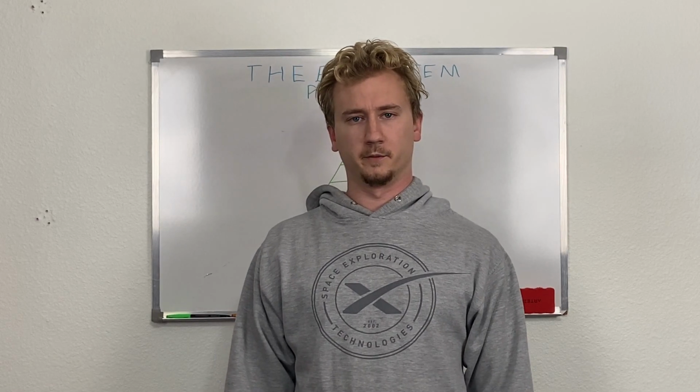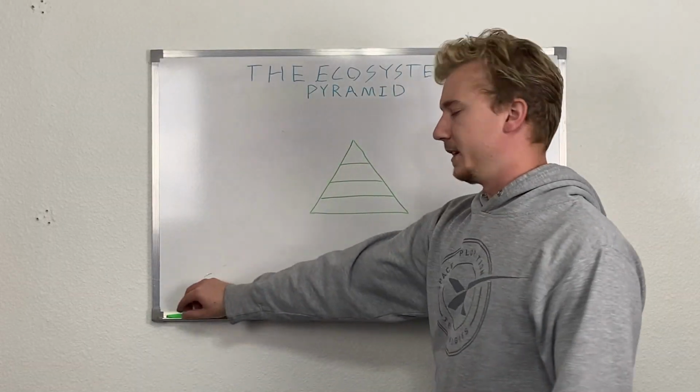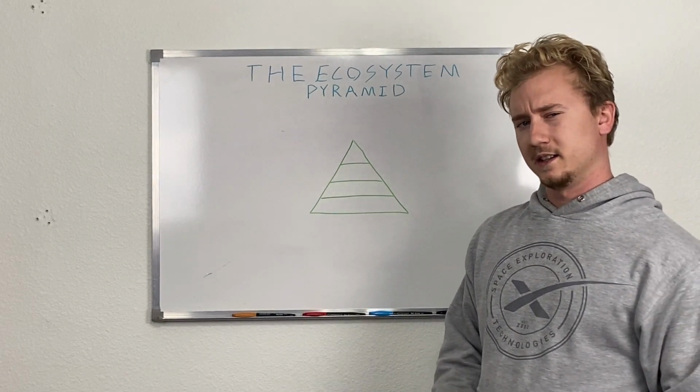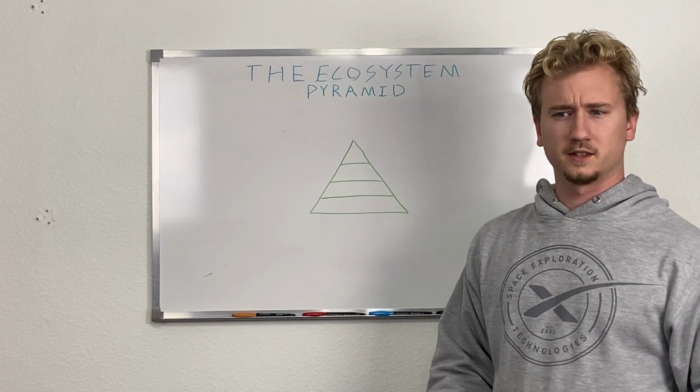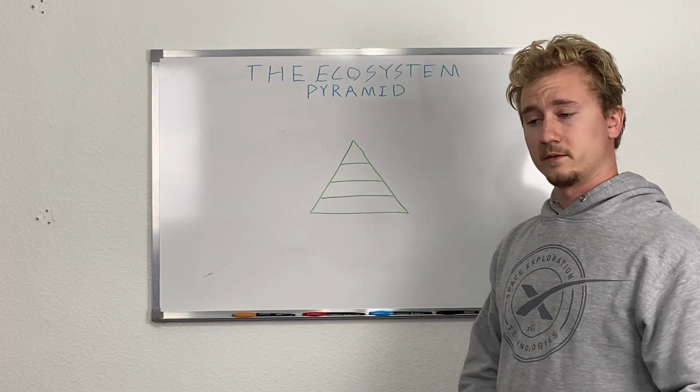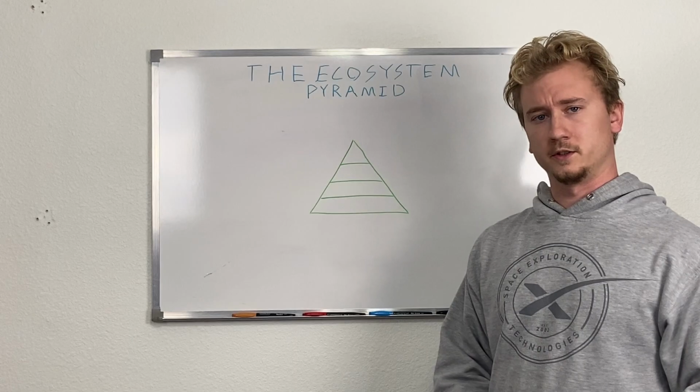The ecosystem pyramid. This pyramid represents the hierarchy of your ecosystem. It's a helpful visual aid in designing an ecosystem and also understanding real ecosystems here on Earth. If you don't live on Earth, you can use it to model the ecosystems on your planet as well.